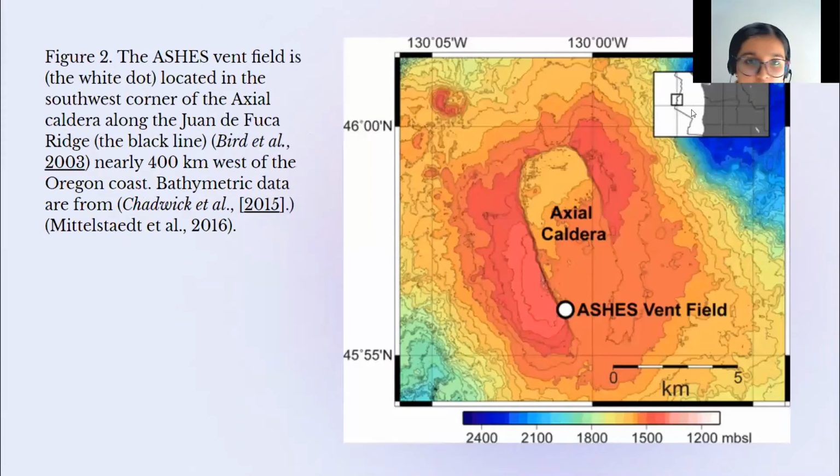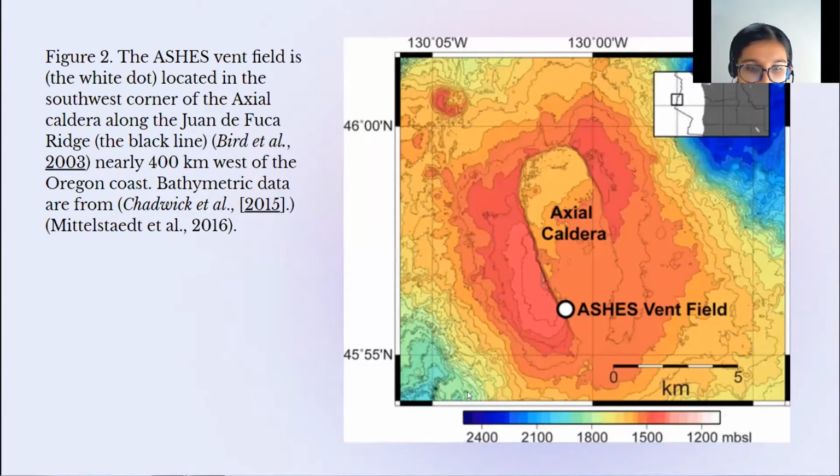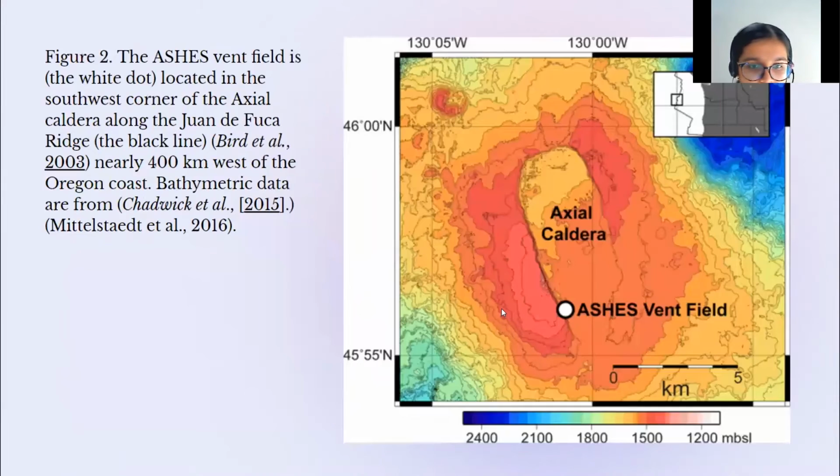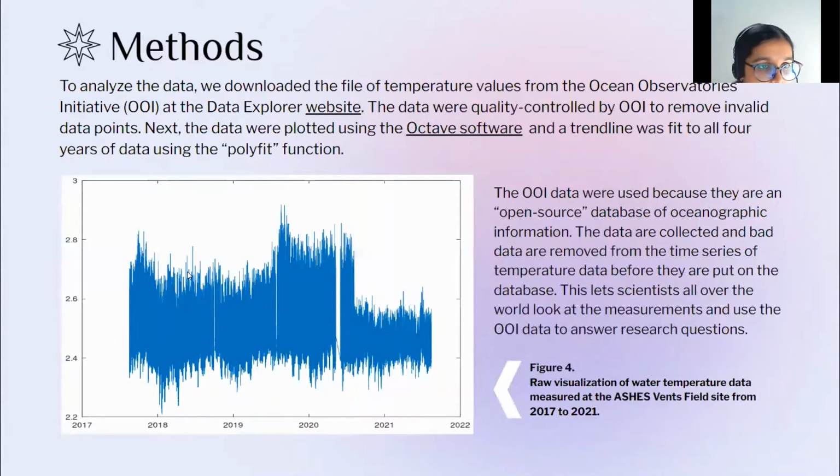This is the map of the area. The white spot here is the area from which we collected the water temperature data. The data was available on the website of the Ocean Observatories Initiative. It was raw data, so we had to use software to plot it.